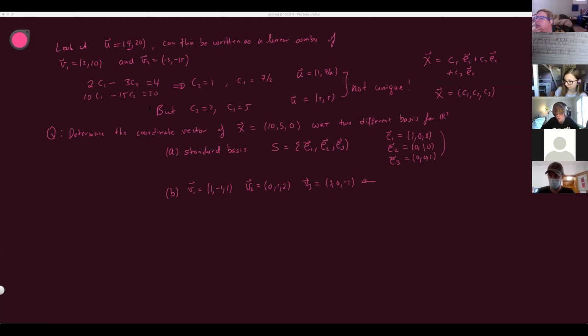Remember that, so do you have the values for the c's? Yeah, for the first one. Yeah, good. So that's okay. That's all I have to do.